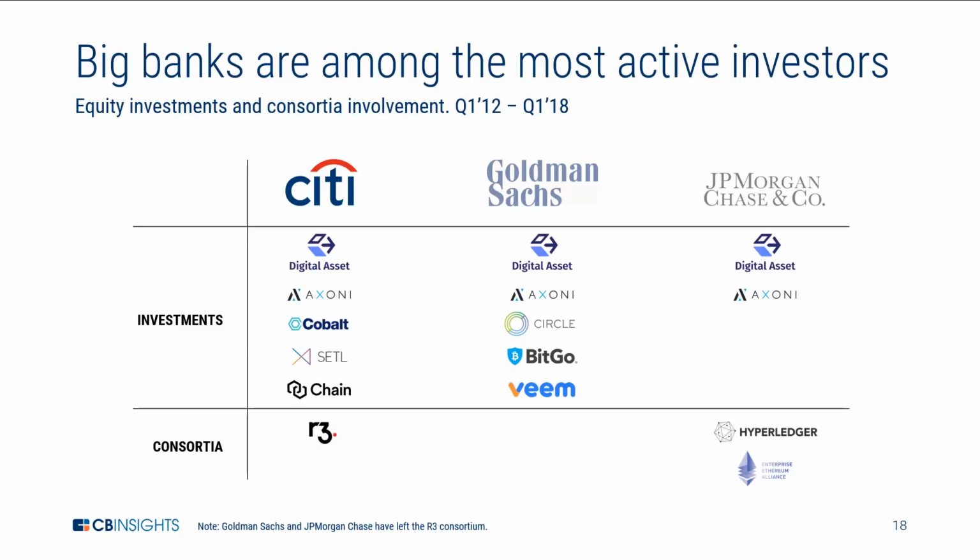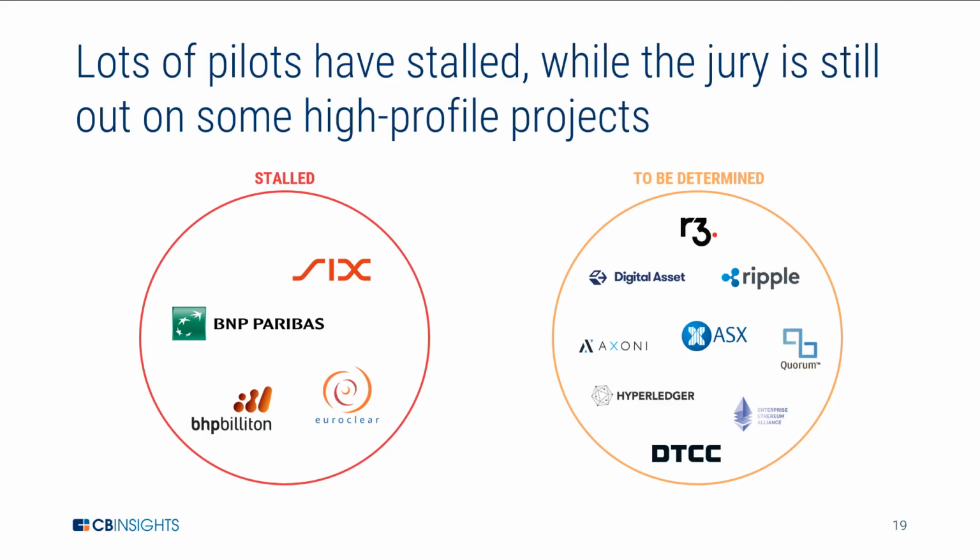Investments into Axoni and Digital Asset by all three of these banks were bets on distributed ledgers for the back office. Banks have also joined consortia like R3. Consortia are attempts to explore the technology in a group setting alongside peers. Other corporate players from other industries, aside from financial services, have not been far behind. So lots of companies have played with it.